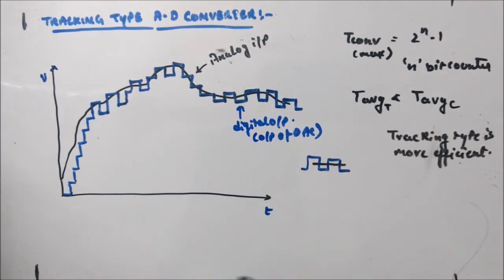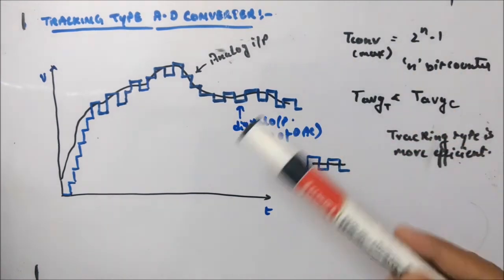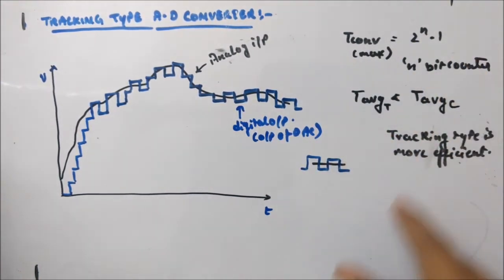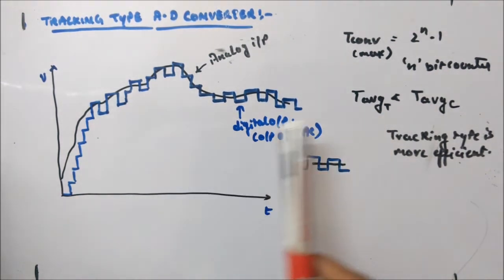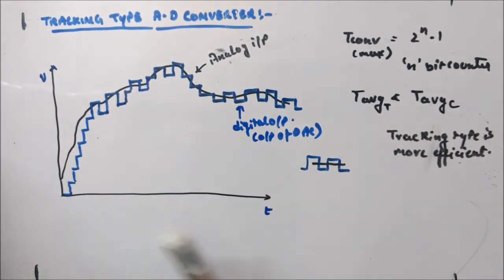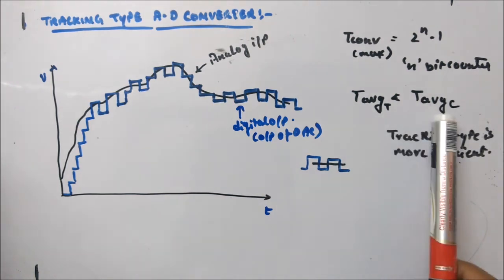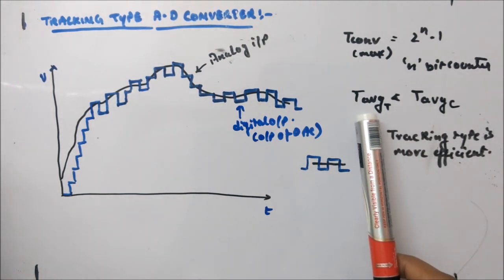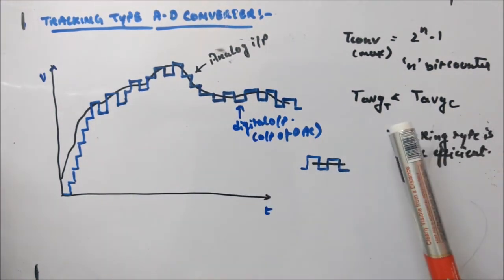This blue one will be the output of the DAC in case the analog input is constant. Now the maximum conversion time will still be 2 to the power n minus 1, where n is the number of counter bits, but on average the time consumed for total conversion will be less. So the tracking type will have a lower average conversion time than the counter type.